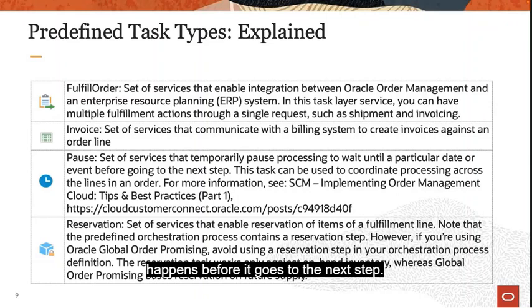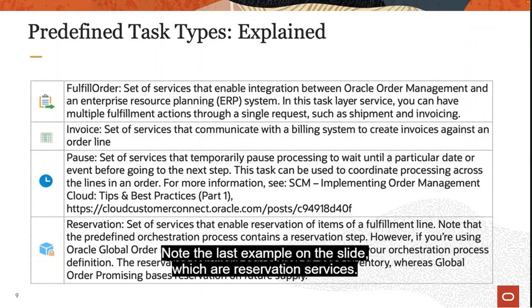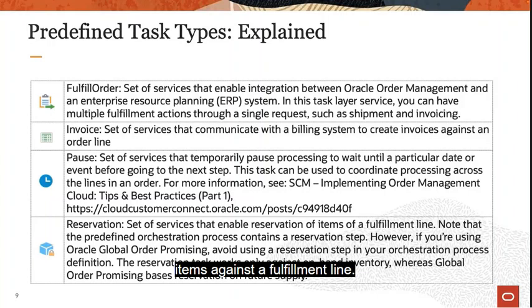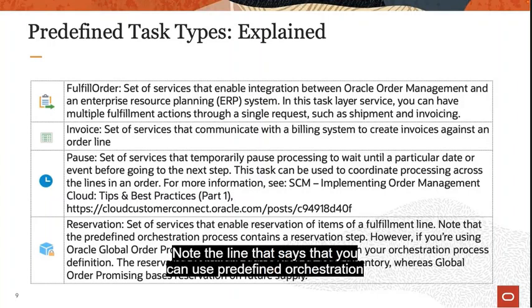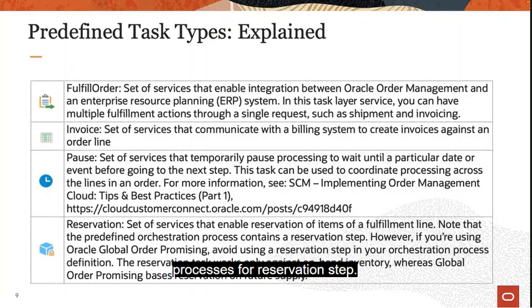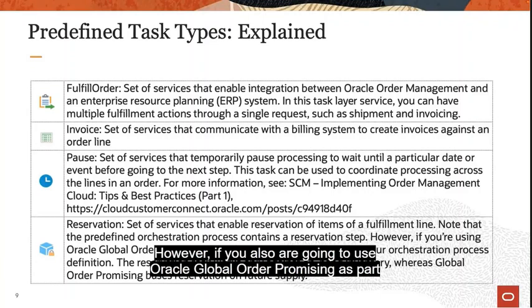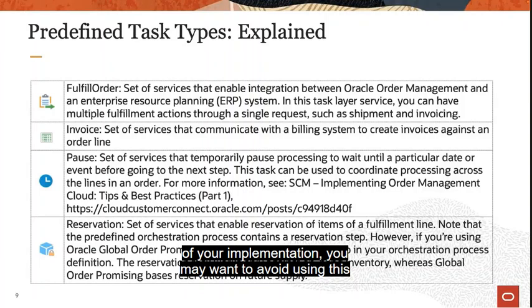Note the last example on the slide, which are reservation services. These are type of services that allow the system to reserve items against a fulfillment line. Note the line that says that you can use predefined orchestration processes for a reservation step. However, if you also are going to use Oracle Global Order Promising as part of your implementation, you may want to avoid using this as a reservation step in your process.